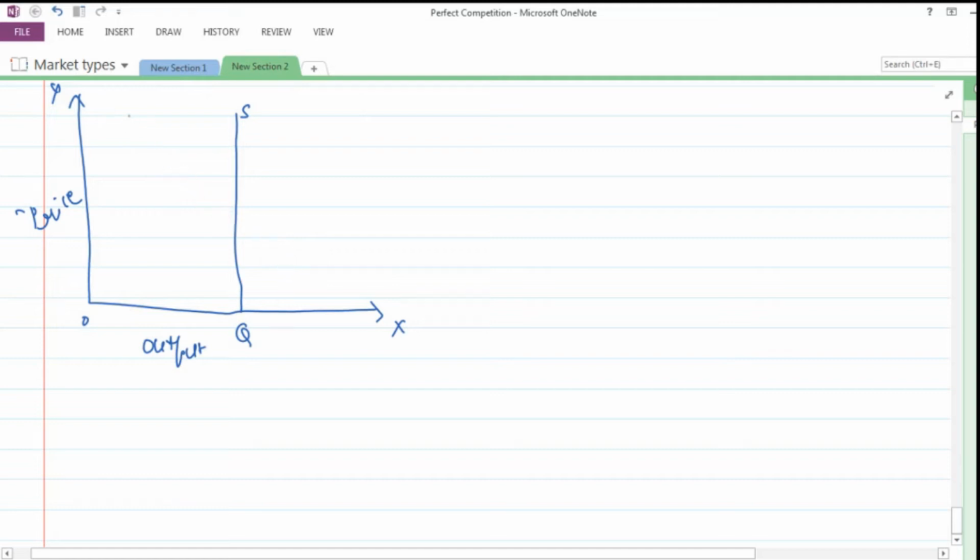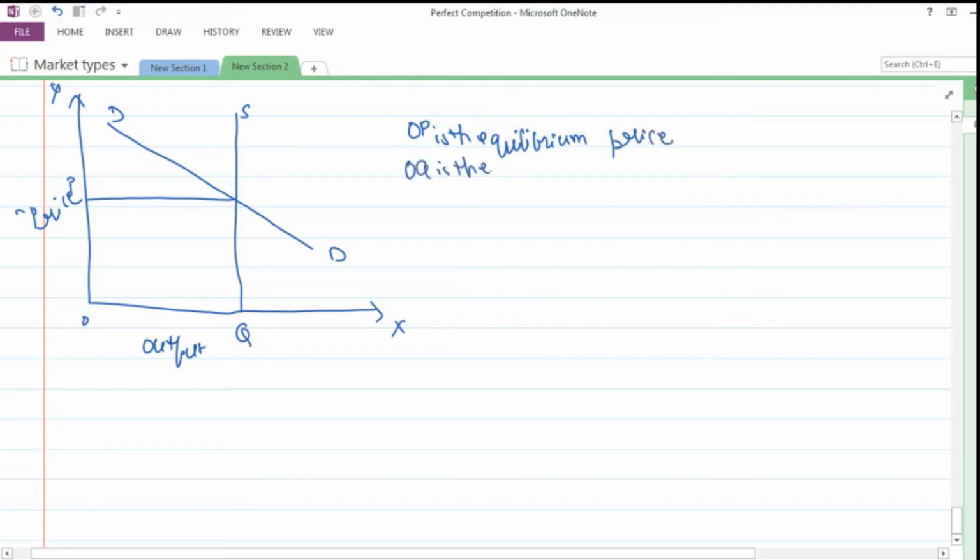Let's make it a bit higher at this point. So this is the DD curve. The price which is established is OP. Okay, so OP is the equilibrium price, while OQ is the equilibrium quantity.